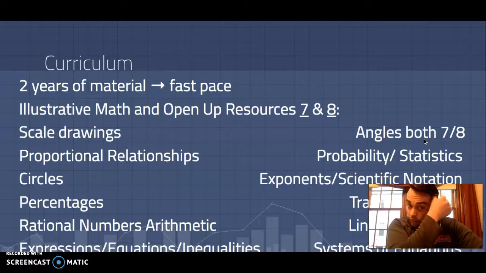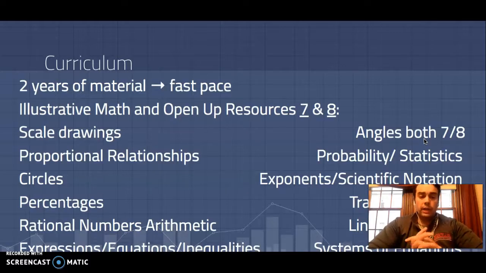So what we use for a lot of this year is the Illustrative Math by Open Up Resources. We're going to do, again, all the 7th grade curriculum and then part of the 8th grade. So in 7th grade, we're going to do scale drawings, proportional relationships. We're going to talk about circles, area, circumference, and do some applications of those. More proportions with percentages. We're going to talk about rational number arithmetic, so dealing with positives and now negative numbers, both integers and fractions and decimals.